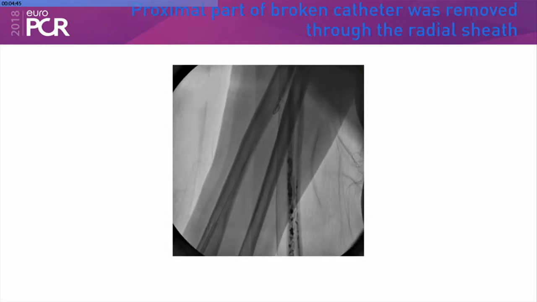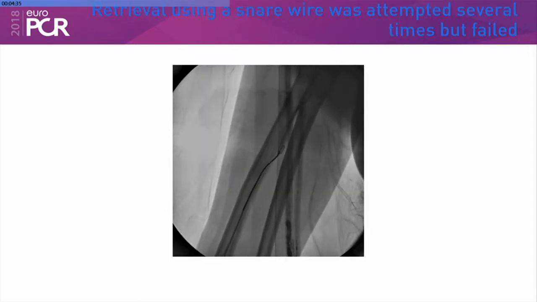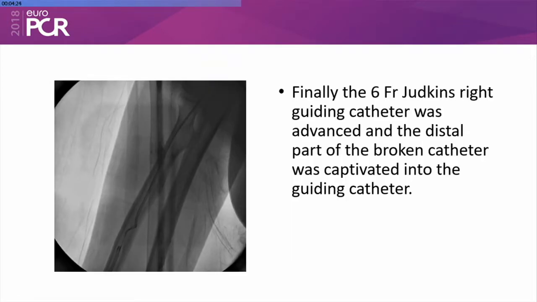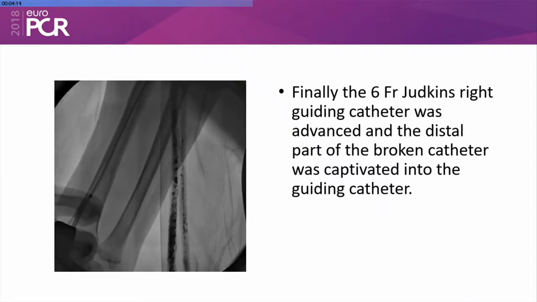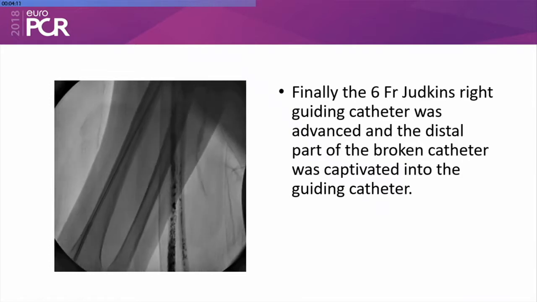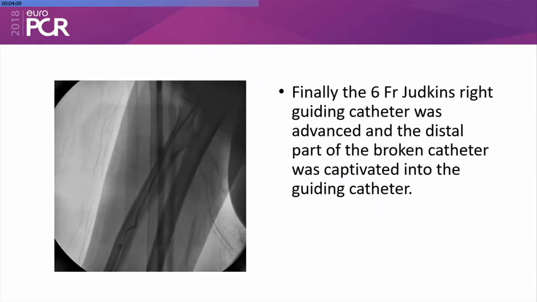Proximal part of the broken catheter was removed through the radial sheath. You can see the proximal part is coming down through the sheath. Retrieval using a snare wire was attempted several times but failed to hold the distal broken part. Finally, the 6-French JR guiding catheter was advanced and the distal part of the broken catheter was captured into the guiding catheter. You can see the captured part of the broken catheter within the 6-French JR guiding catheter, and it is coming down through the radial sheath.